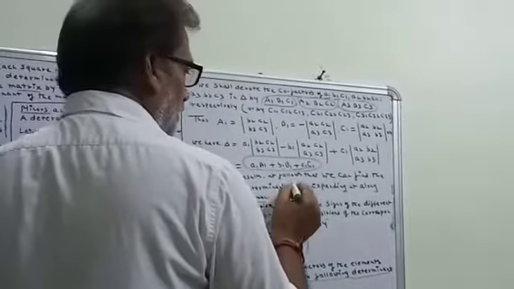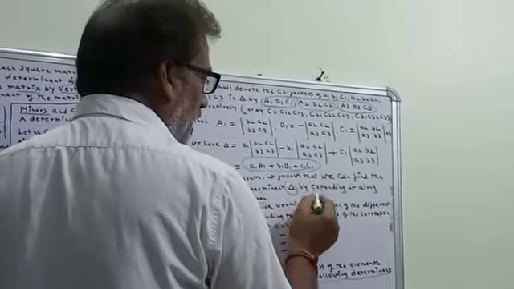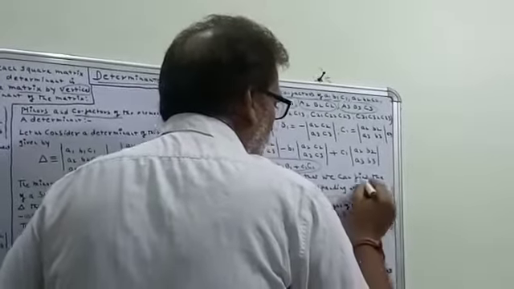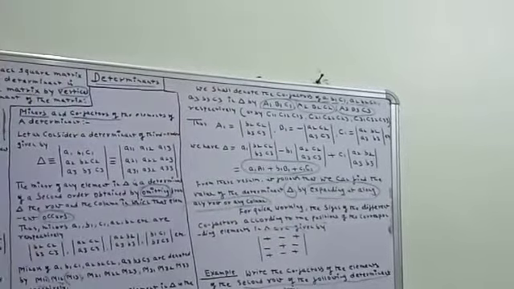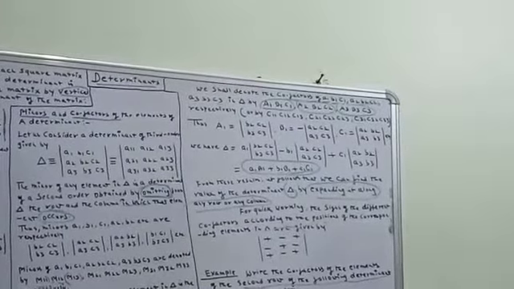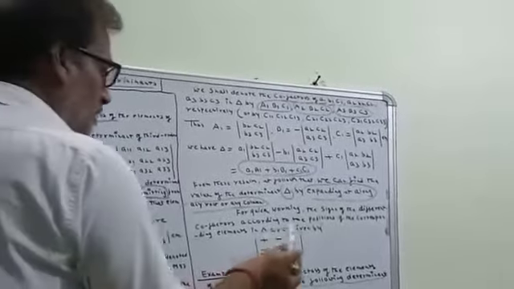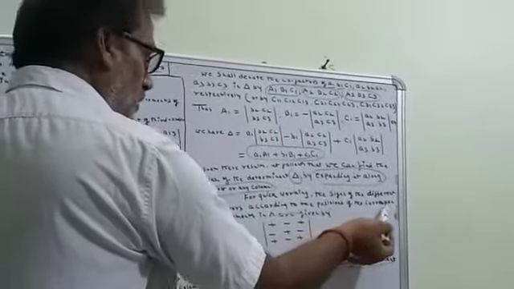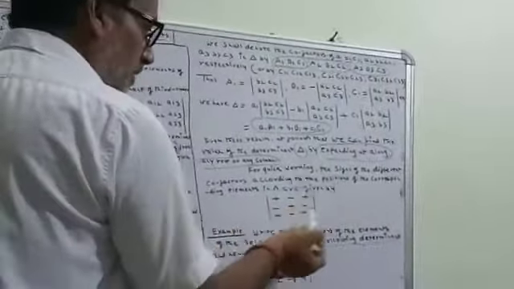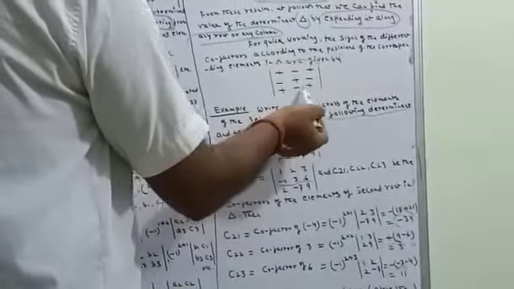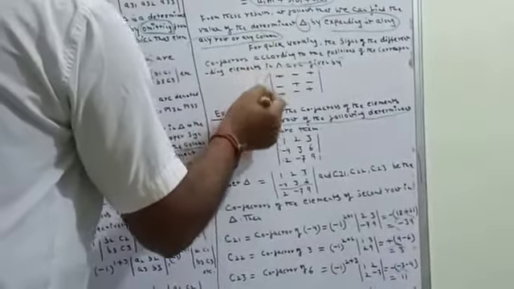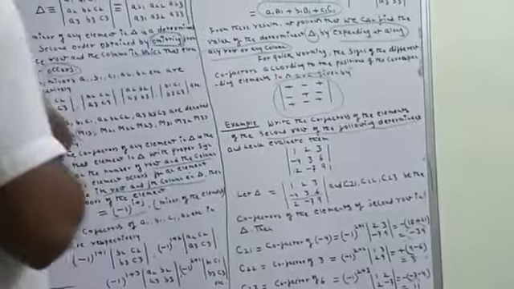From these results, it follows that we can find the value of the determinant delta by expanding it along any row or column. Now for quick working, the sign of the different cofactors according to the position of the corresponding element in determinant are given by plus minus plus, minus plus minus, plus minus plus. This is the quick working for finding the sign.